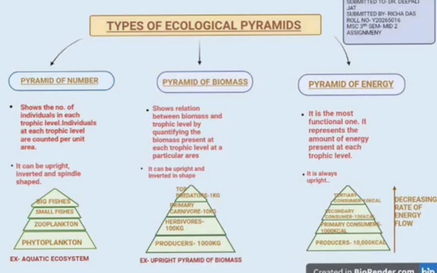So, the summary of this whole topic is that all types of ecological pyramids are useful for categorizing ecosystem structure. Pyramids of number can be either upright, inverted, or spindle shaped depending on the ecosystem. Pyramids of biomass measure the amount of energy converted into living tissues at the different trophic levels. And lastly, pyramids of energy are always upright since energy decreases at each trophic level.